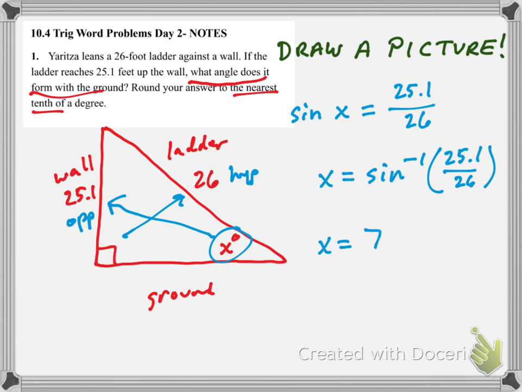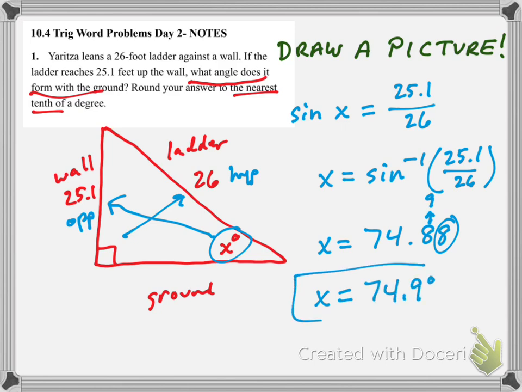Okay, so I get 74.88 because it says nearest tenth. 8 rounds up to 9. So the answer is 74.9 degrees because we're finding the angle. All right? So you just got to draw the triangle, that's all.